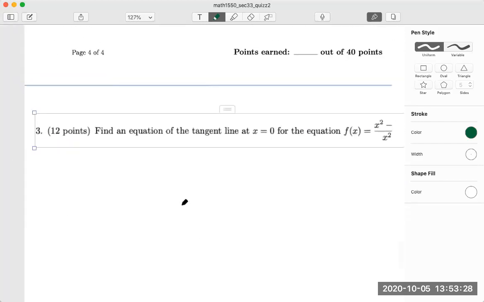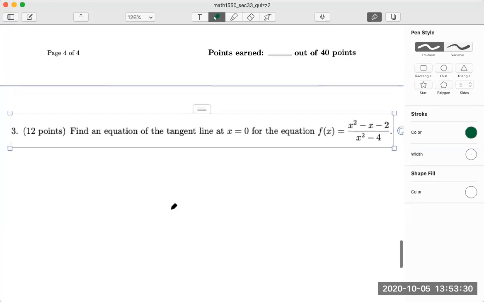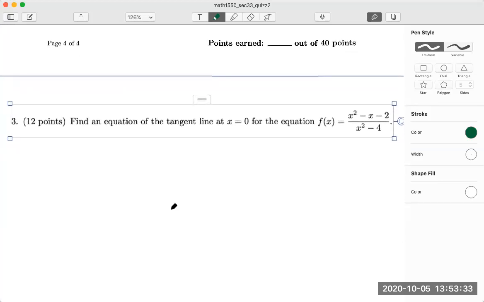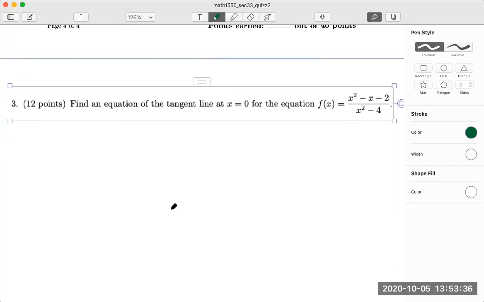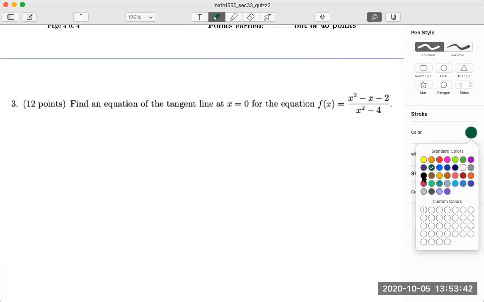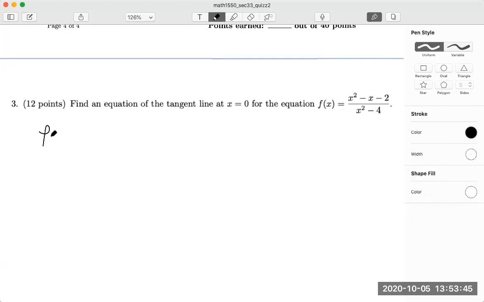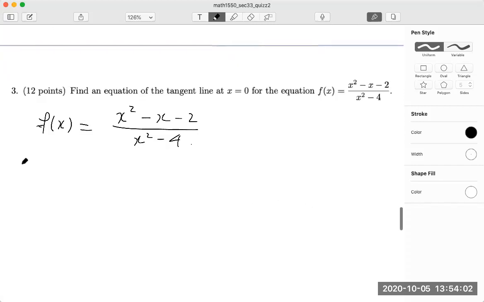Okay, this is question 3. We need to find the tangent line at the point 0 of the function f of x, which is x squared minus x minus 2 over x squared minus 4. Before doing any math problems, we need to write down what we need to do, right? And the formula related to what we need to do.